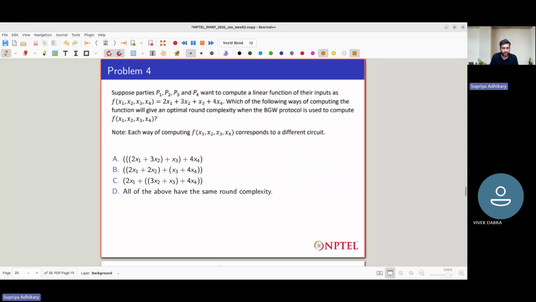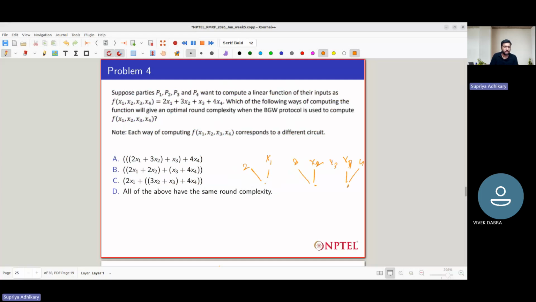Now, as you can see, we can write down the circuit diagram for this one. So we have x1 that is multiplied with 2, x2 that is multiplied with 3, and okay, sorry, x2 is multiplied with 3, then x3 is multiplied with nothing, and we have x4 that is multiplied with 4.